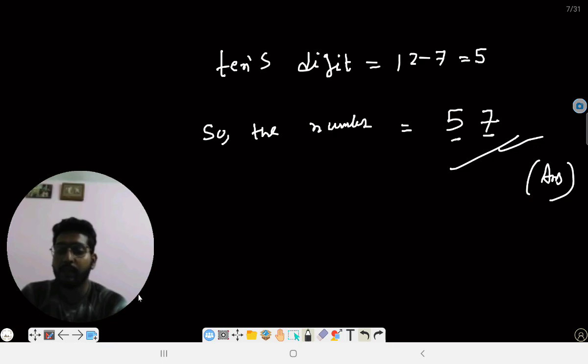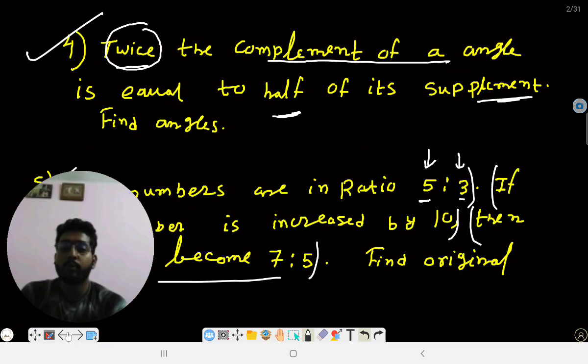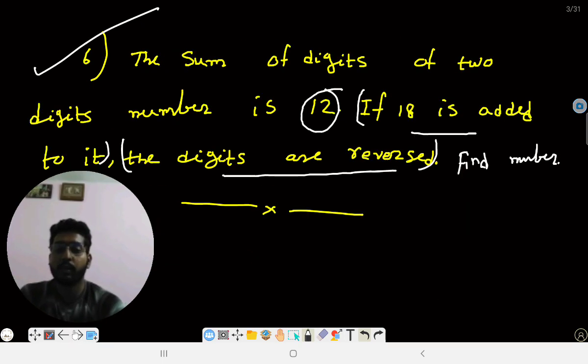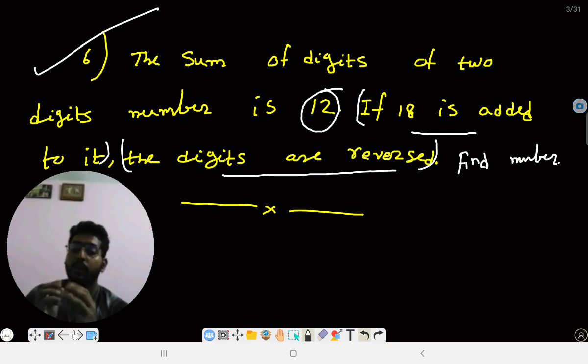Like this you have to solve these problems, which are linear equations. Whenever a linear equation is given, read the question properly, step by step, and write down whatever conclusion you get. After that the answer will definitely come.